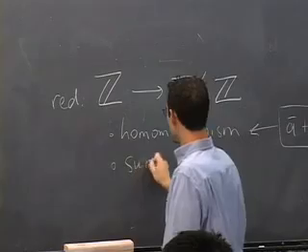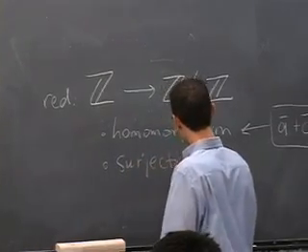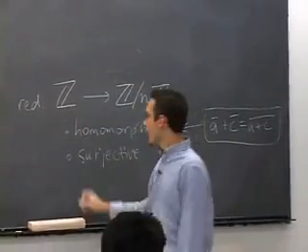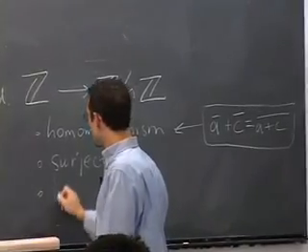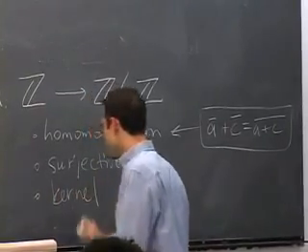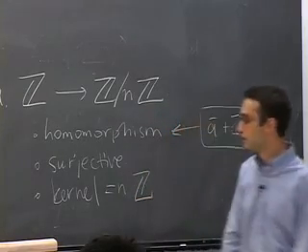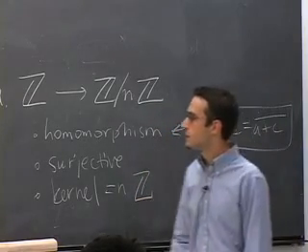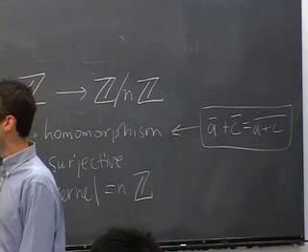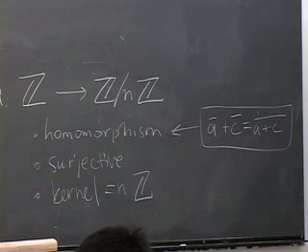Moreover, it's surjective by construction. And finally, and this is a good verification, the kernel is exactly NZ. So what we're going to do next time is see why this continues to work for any normal subgroup of a group.